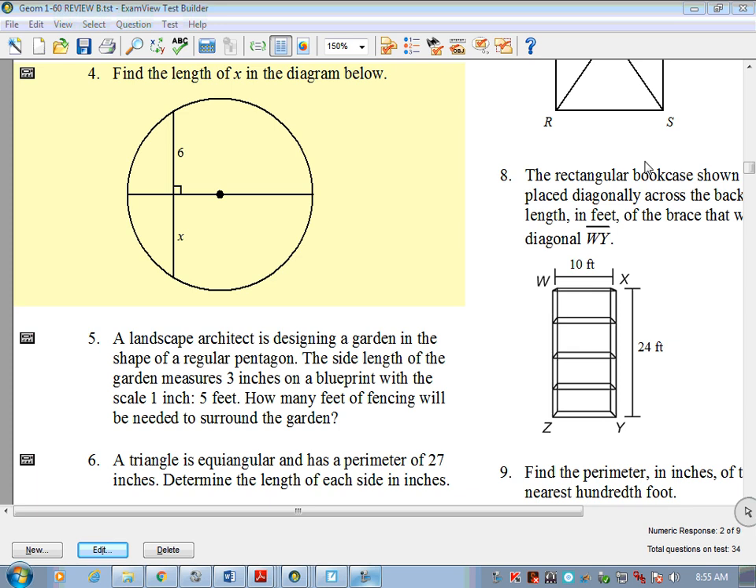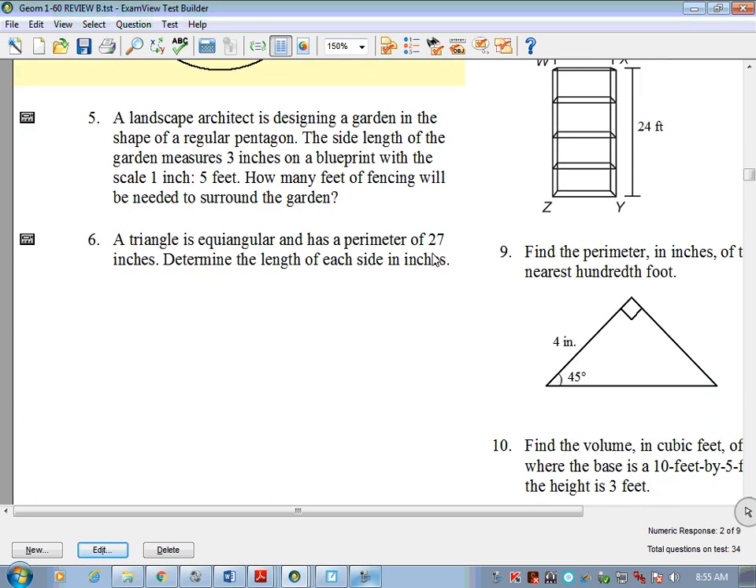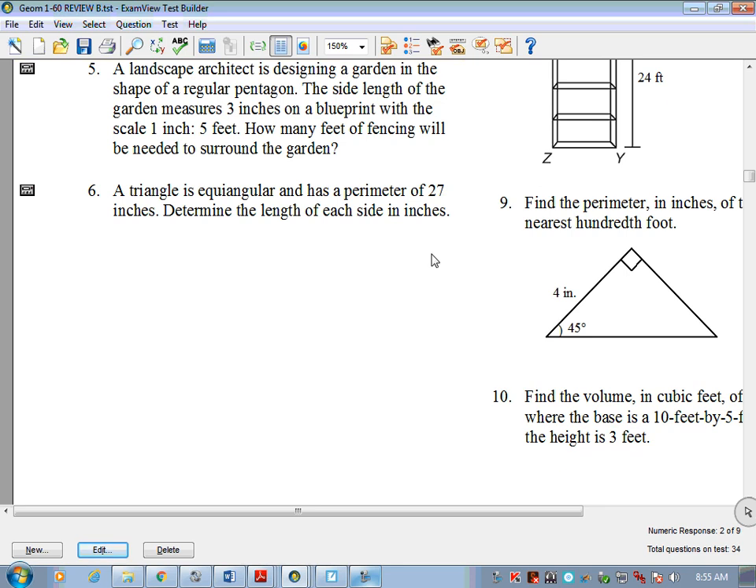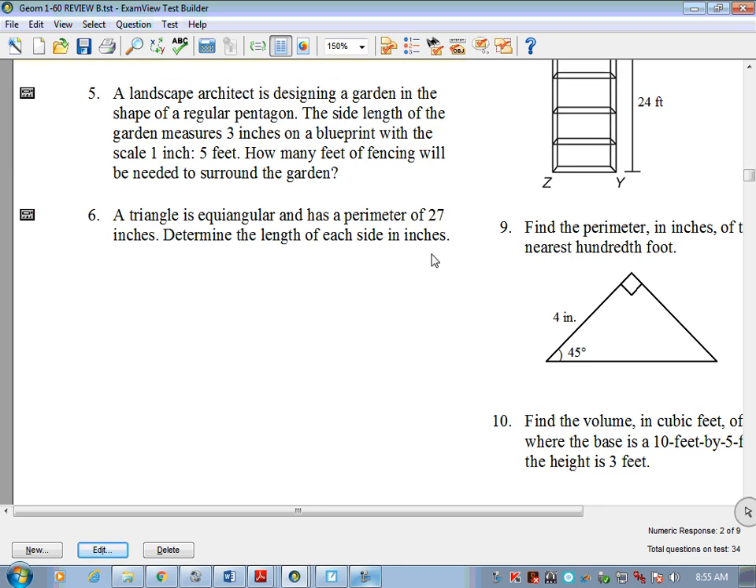Okay, number 5. Number 5 comes from lesson 44, applying similarity. A landscape architect is designing a garden in the shape of a regular pentagon. Regular tells me 2 things. It tells me all the sides of that pentagon are going to be the same length and all the interior angles are going to be congruent to each other.